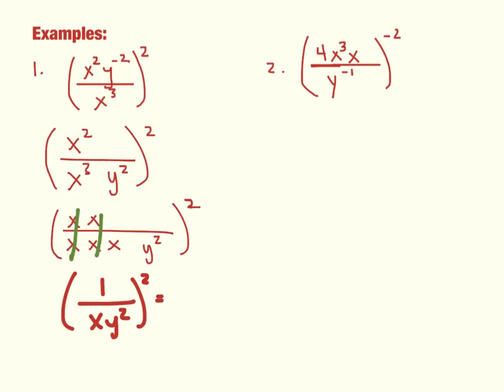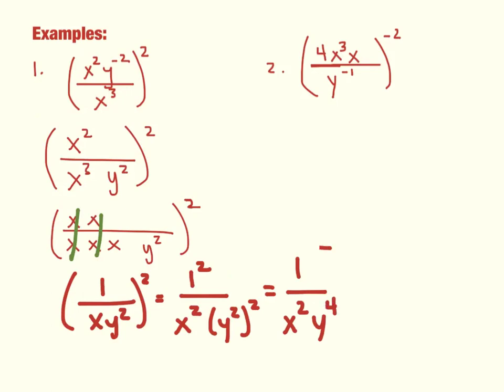Now that we have just the most simplified inside the parentheses, let's give everything the squared. That's 1 squared over x squared times y squared squared. What's 1 squared? 1. The x squared is still x squared. And then y squared squared. It's power of a power, so we multiply. 1 over x squared y to the 4th. All right.